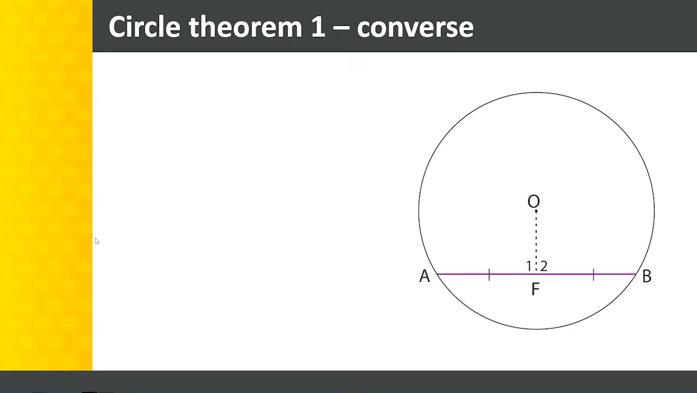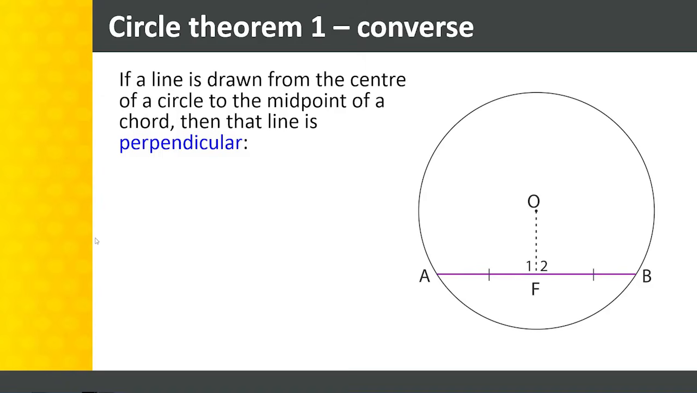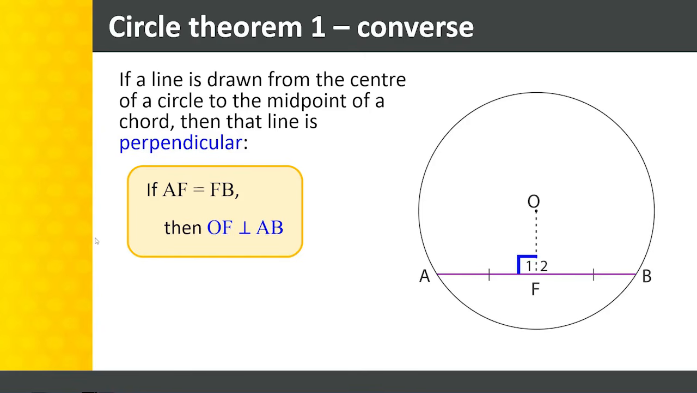And the converse states that if a line is drawn from the center of a circle to the midpoint of a chord, then that line is perpendicular to the chord. Thus, if AF equals FB, then OF is perpendicular to AB. This can be abbreviated as: midpoint chord perpendicular.